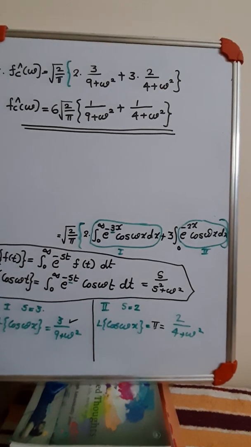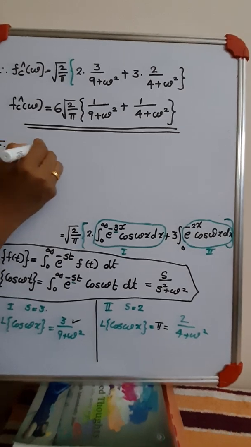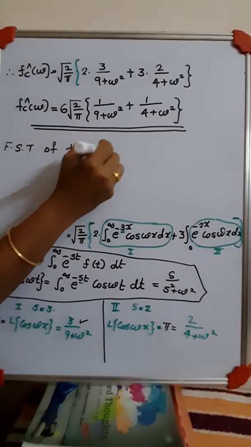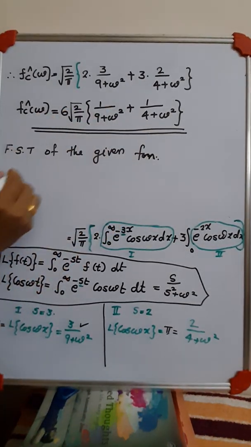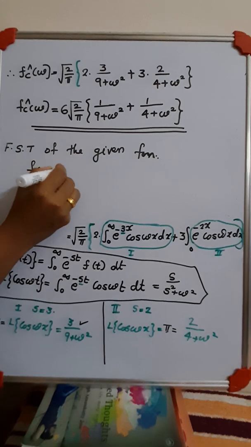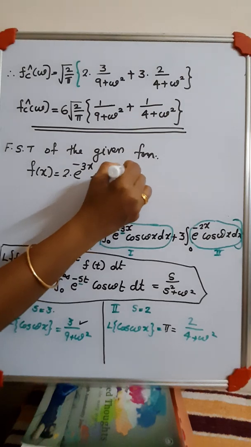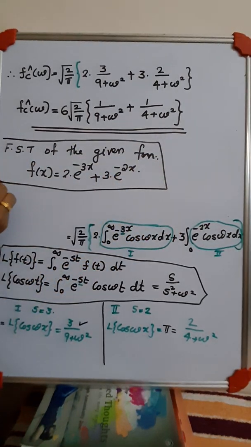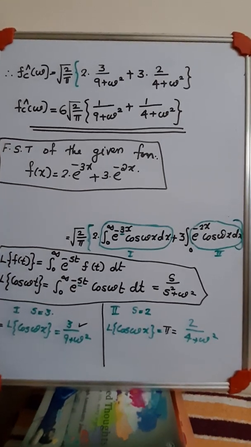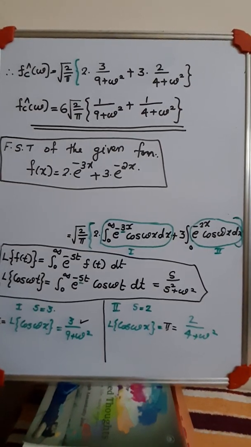And there is a homework for you. Find the Fourier sine transform of the given function. What is the function? f of x is equal to 2 into e raised to minus 3x plus 3 into e raised to minus 2x. Find the Fourier sine transform of this function and post the answer in Google Classroom. Okay, thank you.